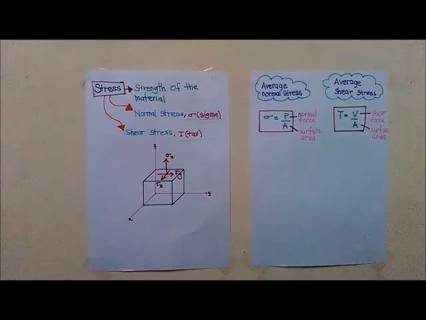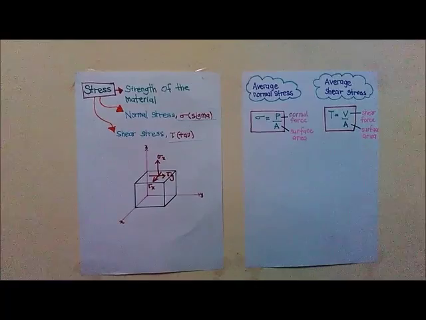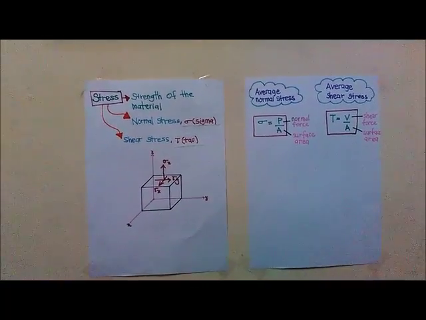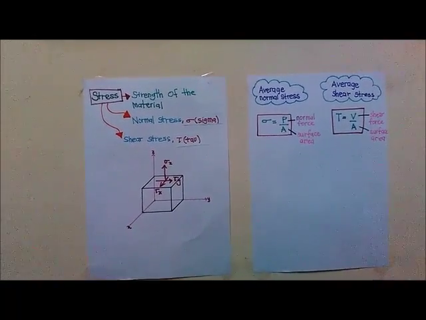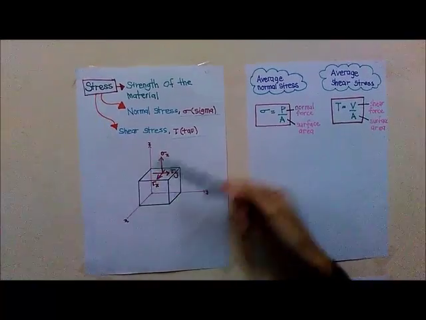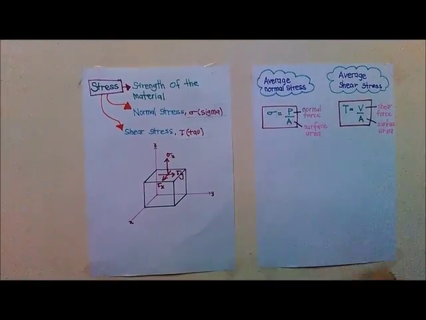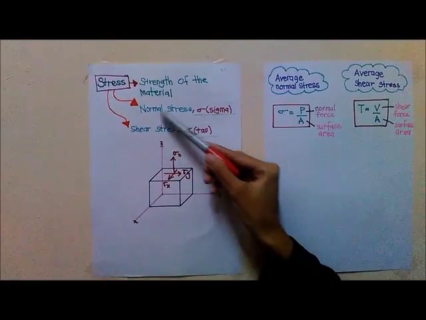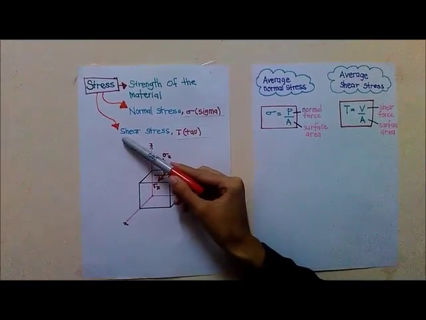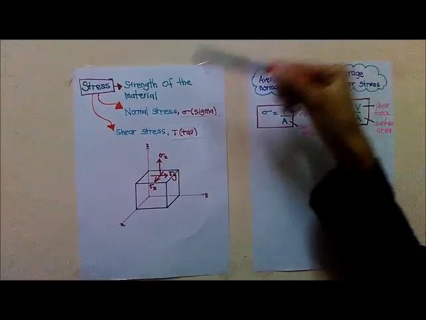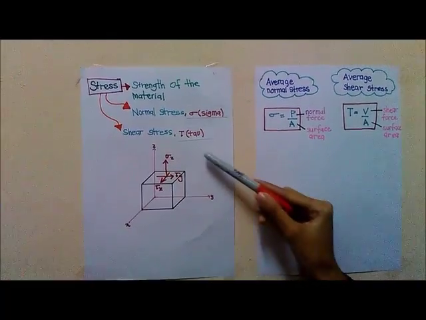To our video, and we're going to share with you an explanation about stress in mechanics of material. Okay, so first let's take a look at the definition of stress. Stress is actually the strength of the material, and we're going to deal with two different stresses: normal stress, sigma, and also the shear stress, tau. Okay, so what is normal stress and what is shear stress?